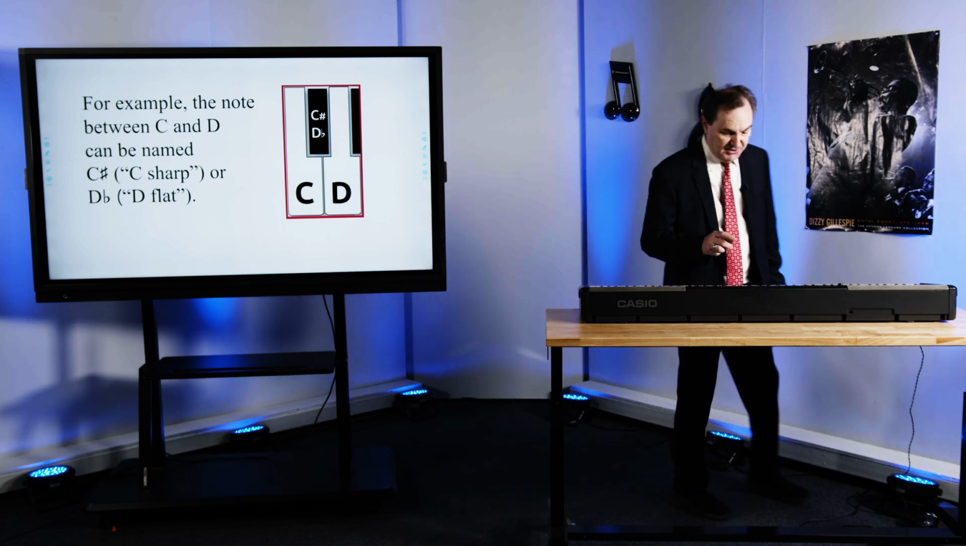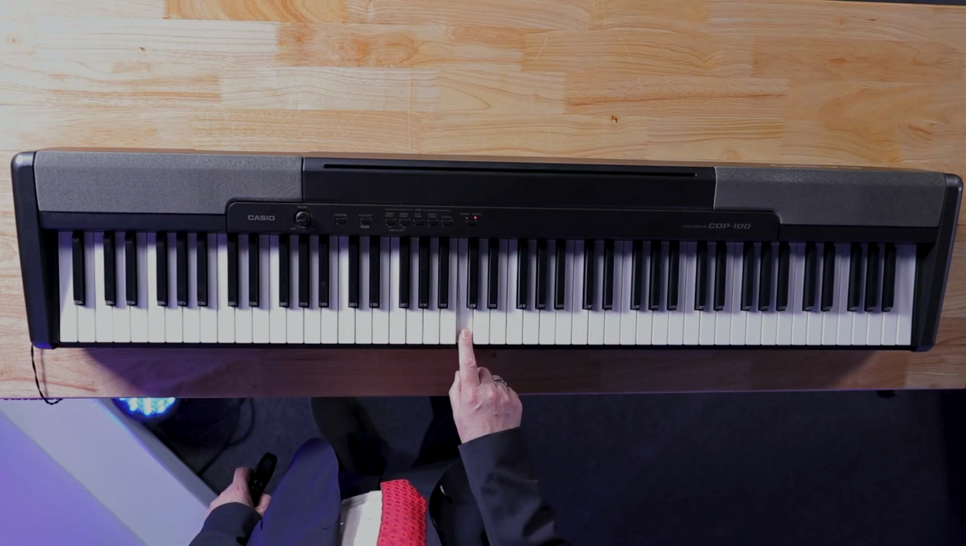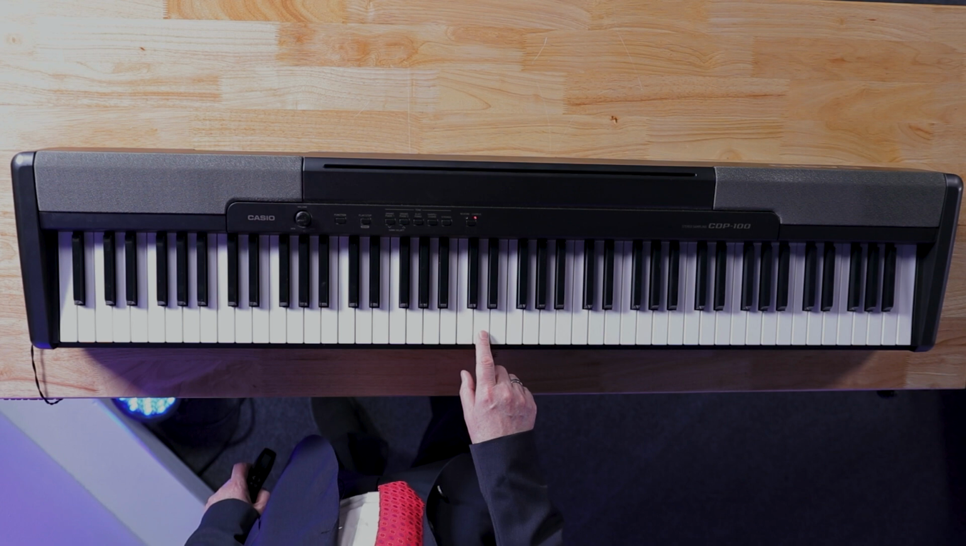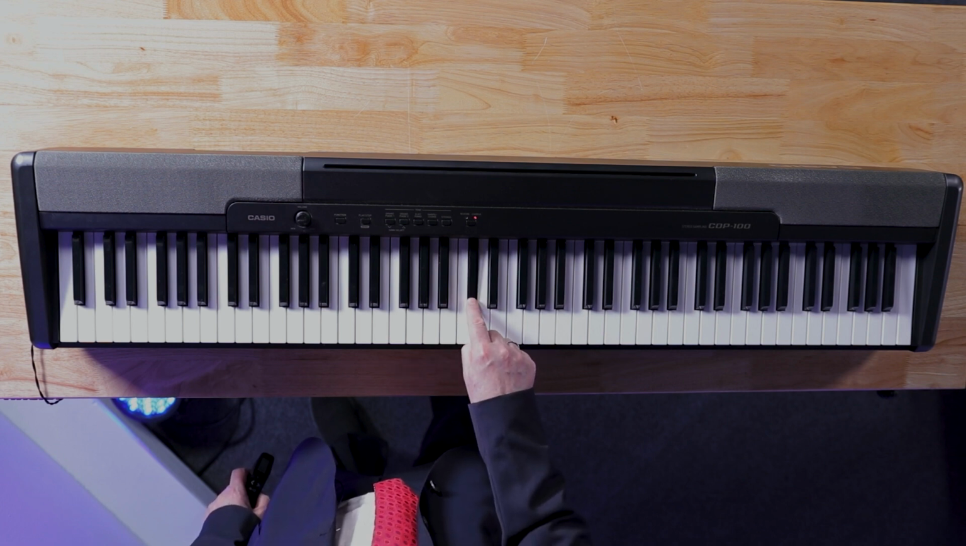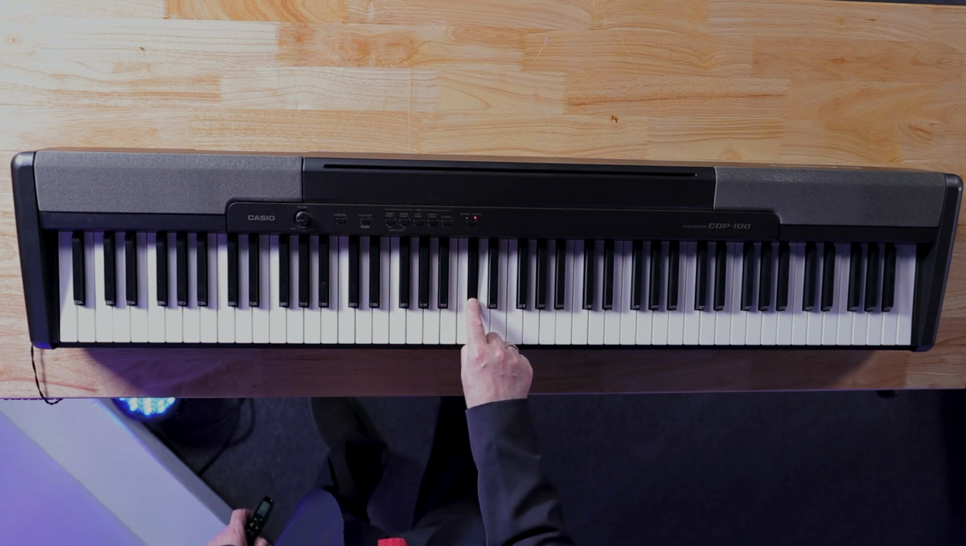So for instance, here is a C, here's the D right above it, and then in between we have the black key, and so that note that I'm playing here can be either C sharp or D flat. It's the same note, but we can give it either of two names.